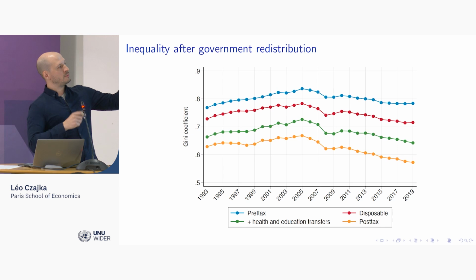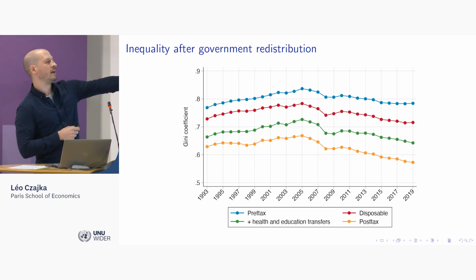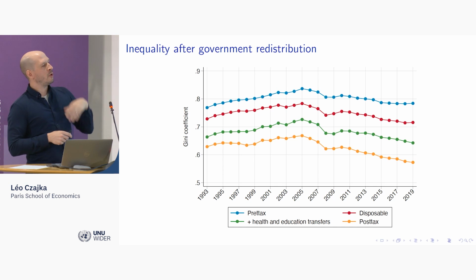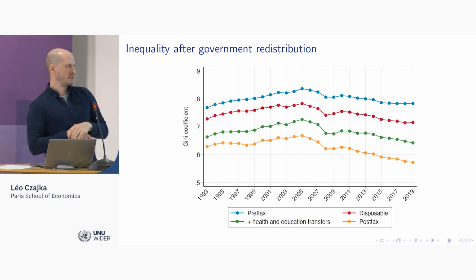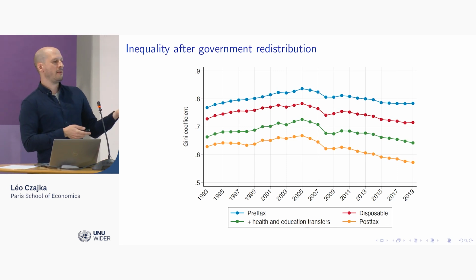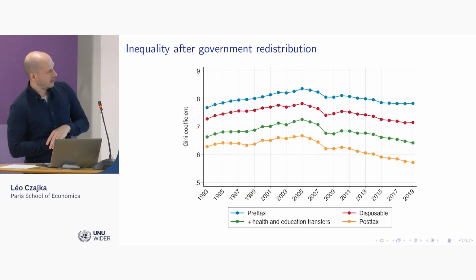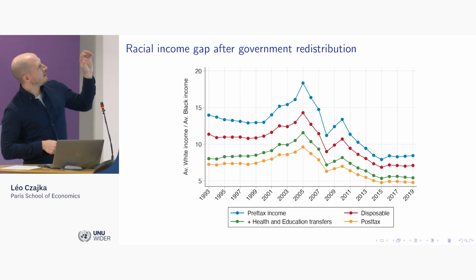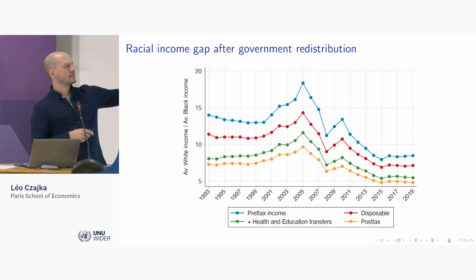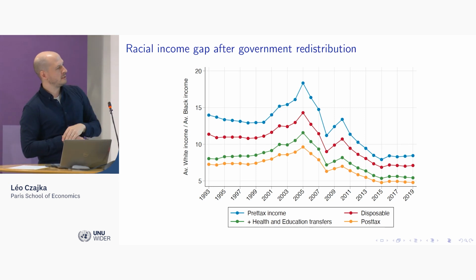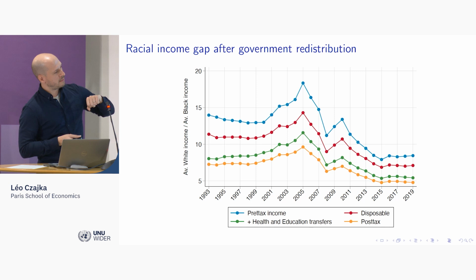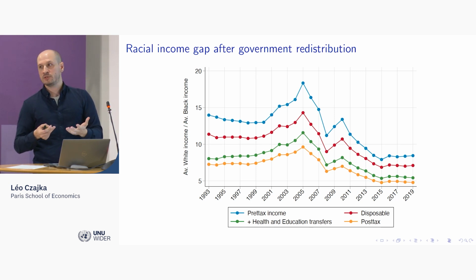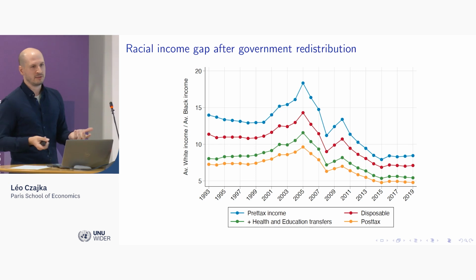The system has always been redistributive in some way, even at the end of apartheid, but it has become even more so, thanks to the increase in the progressivity of monetary transfers, but also of public services. Here we break down this Gini coefficient by concept: disposable income, adding health and education transfers, and post-tax. And the racial income gap has also decreased after some worsening up until the crisis. But overall, the system has not necessarily become more efficient at reducing the racial income gap. In fact, it has become a bit less efficient.